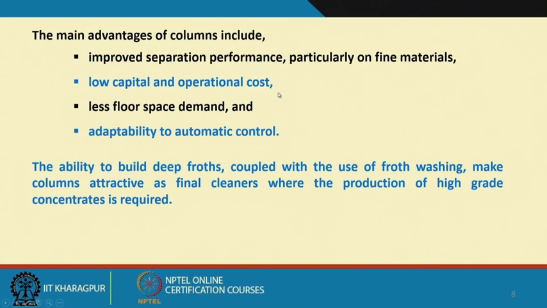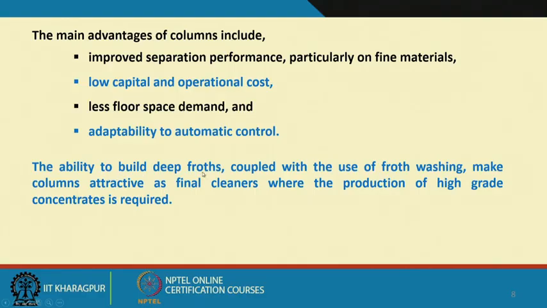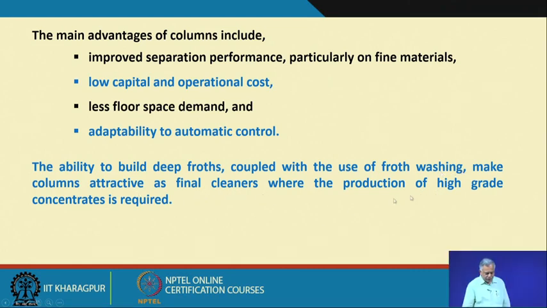It requires low capital and operational cost, because in one cell you are doing many stages. It requires less floor space, because you are using the height, and has adaptability to automatic control. You can control each stage in a much better way than the conventional cells. The ability to build deep froths coupled with the use of froth washing makes columns attractive as final cleaners, where the production of high grade concentrates is required.